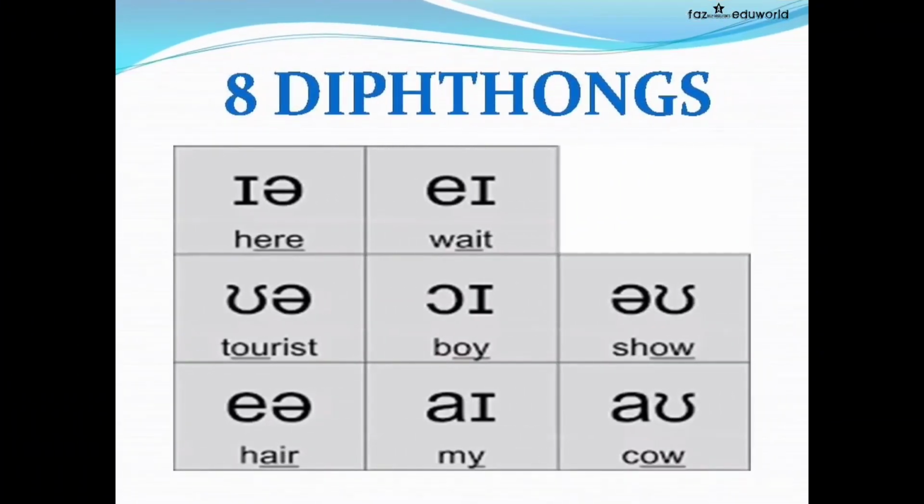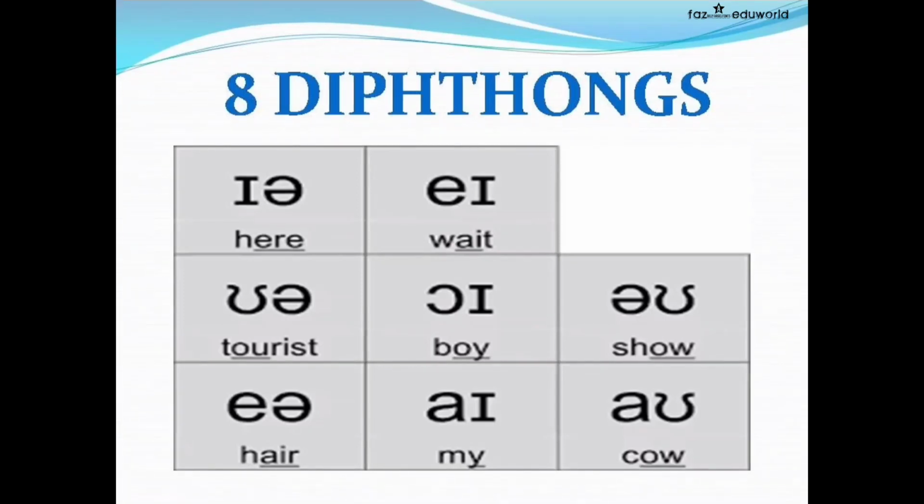There are 8 diphthongs: ear, ua, ayo, a, oi, I, o, and ow. So these are 8 diphthongs. We can discuss in detail.